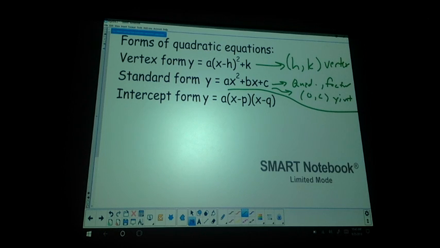The nice thing about finding the y-intercept is you know that there's some other point that's symmetric about it over the axis of symmetry. When it's in standard form, we can start finding the vertex, and we're going to touch upon that a little bit.